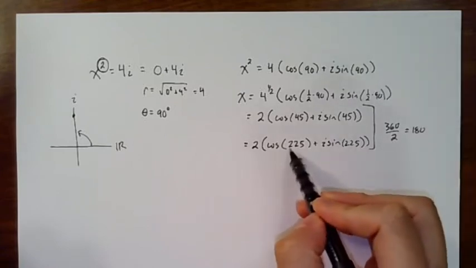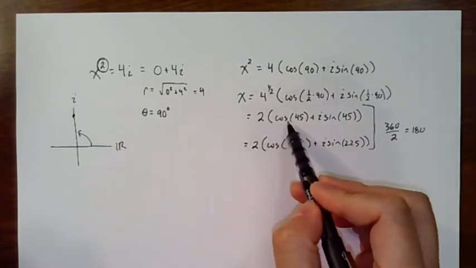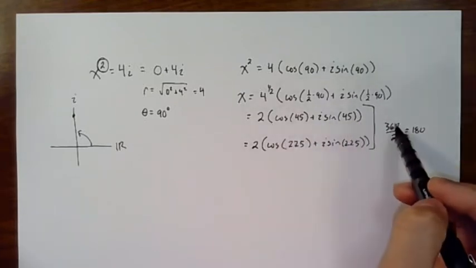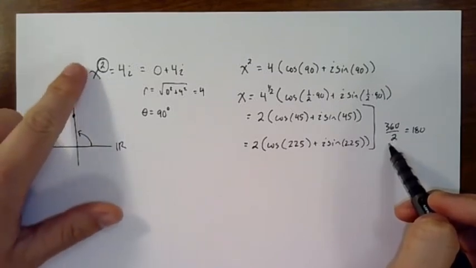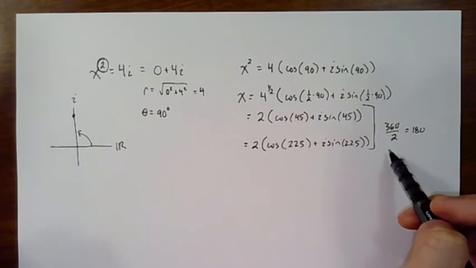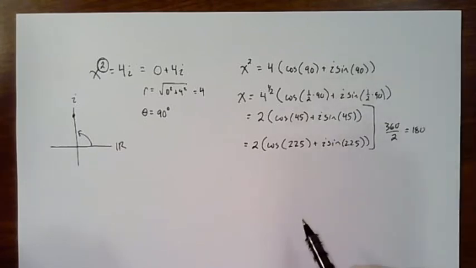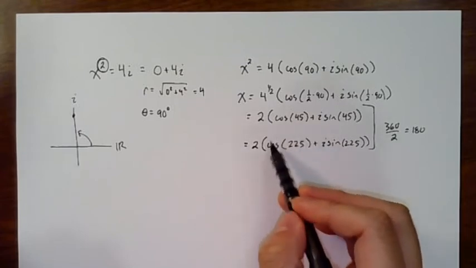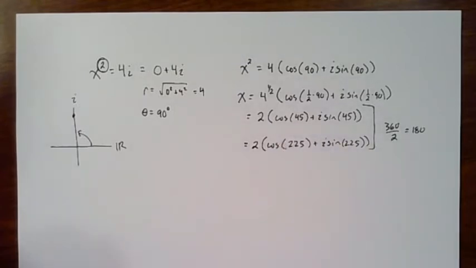And we generated this second solution by taking our initial basic solution and adding 360 over 2, which was the power that we had here. And this is because these roots are equally spaced around a circle, which makes it easier to remember. And what we can do is convert these down into standard form.